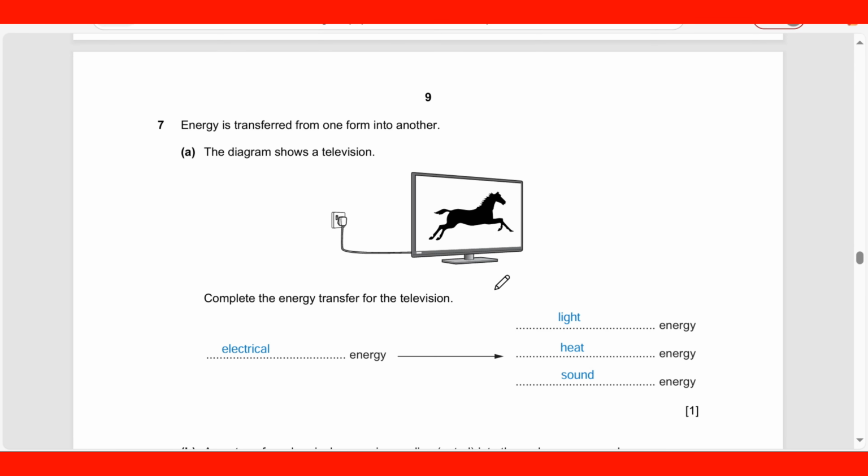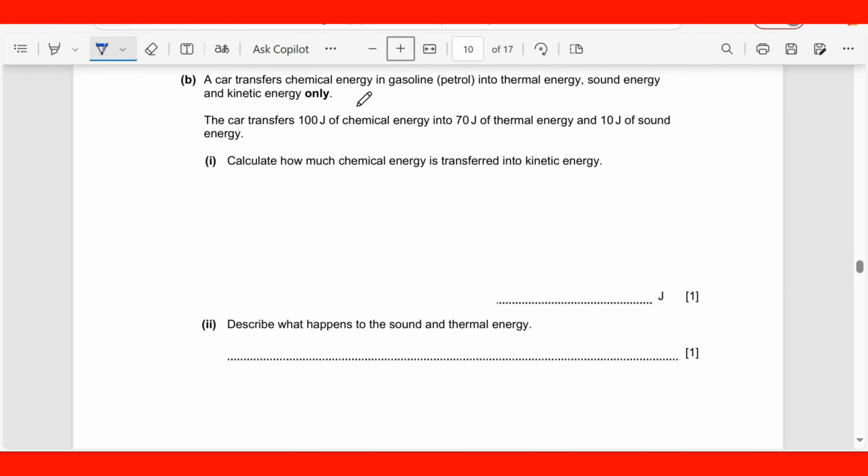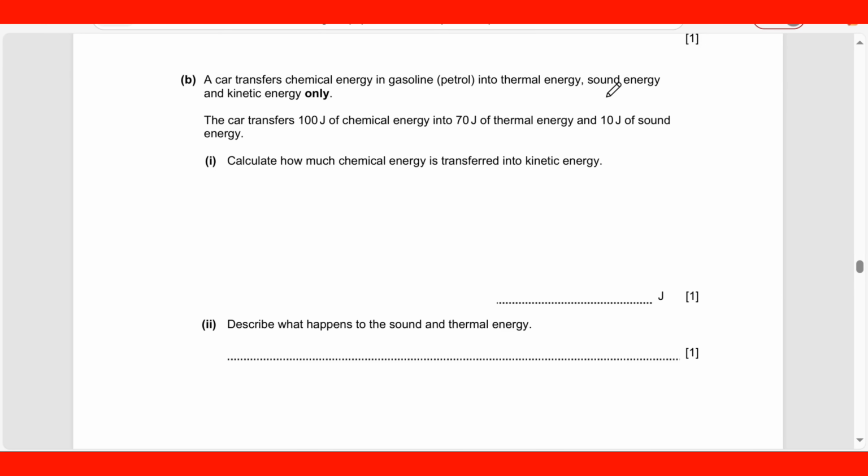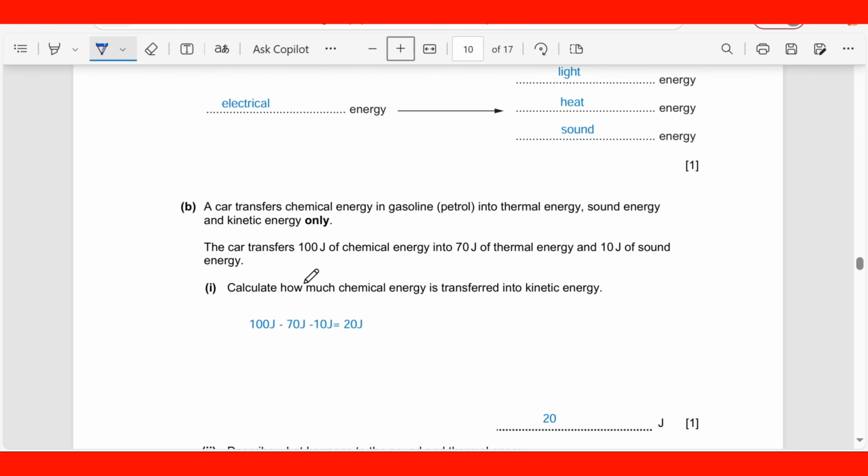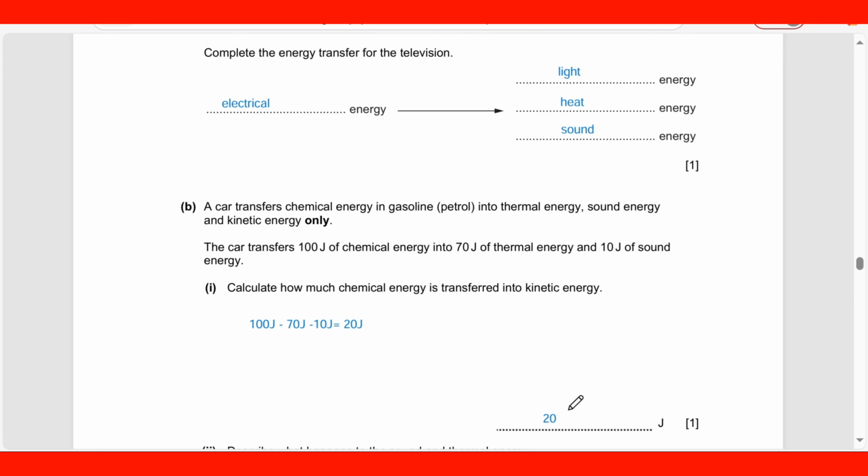Right, let's move on. 7b, a car transfers chemical energy in gasoline into thermal energy, sound energy, and kinetic energy only. The car transfers 100 joule of chemical energy into 70 joule of thermal energy and 10 joule of sound energy. Calculate how much chemical energy is transferred into kinetic. Let's check out the answer, guys. Well, it's 20 because 100 minus 70 minus 10 is 20.